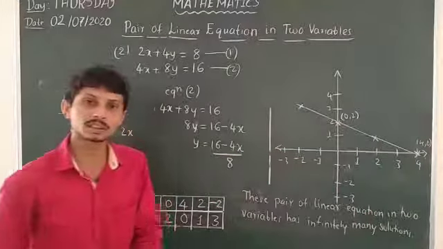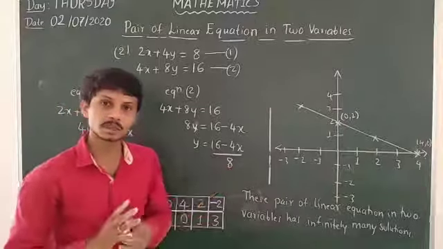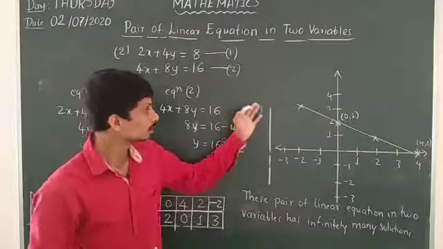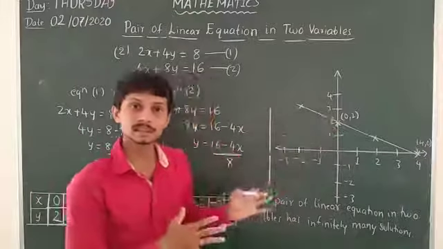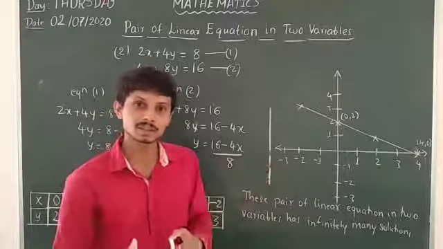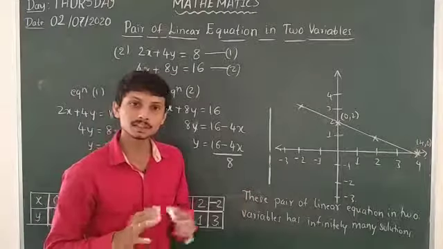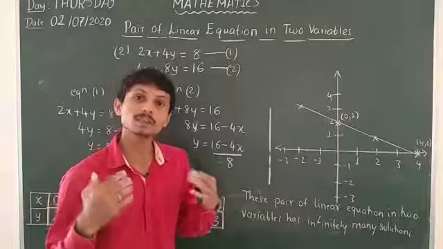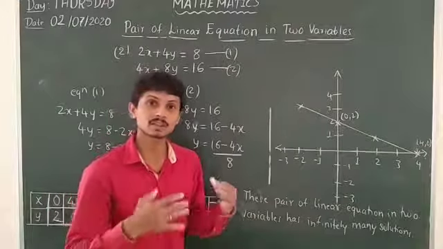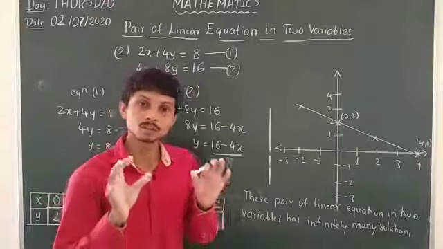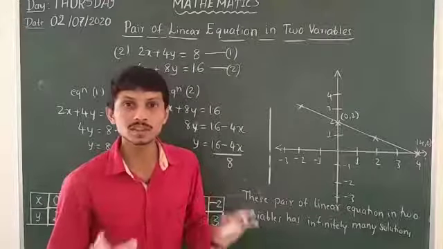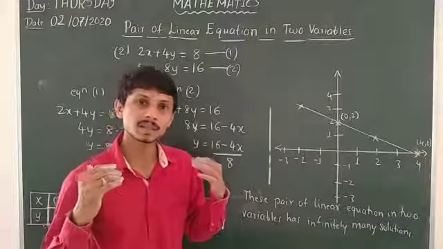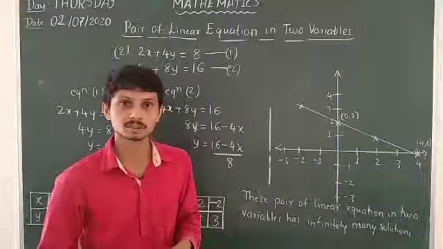So after representing these two linear equations in two variables geometrically, we got two lines, the same lines. The two lines are lying on the same straight line. That means this pair of linear equations in two variables has infinitely many solutions. If you take any value of x, any value of y, the solution remains the same for both equations. That means it has infinitely many common solutions.